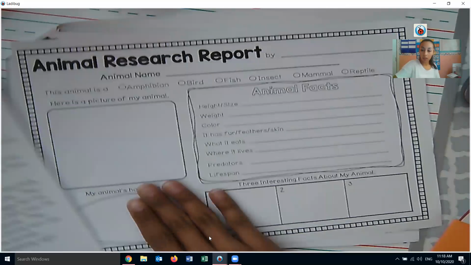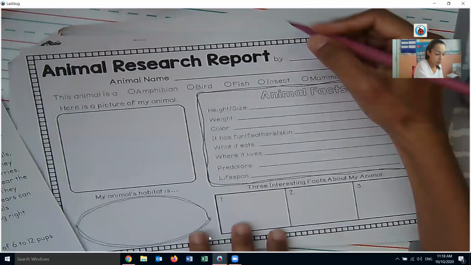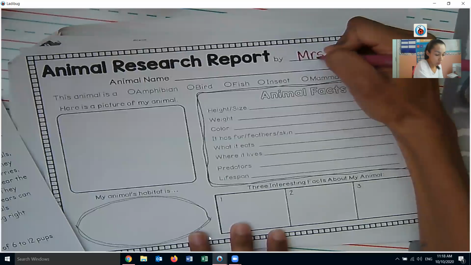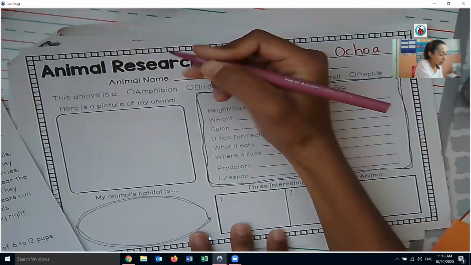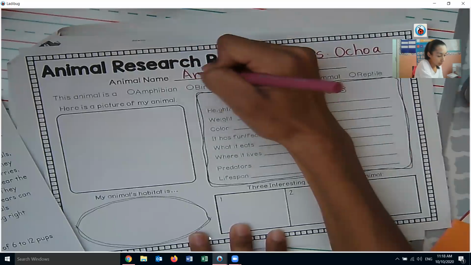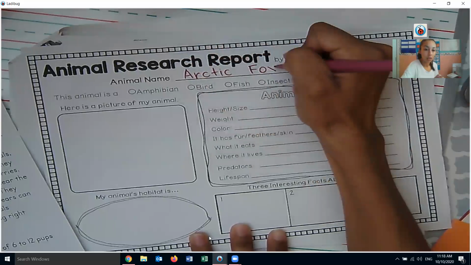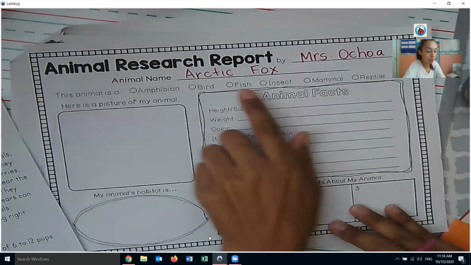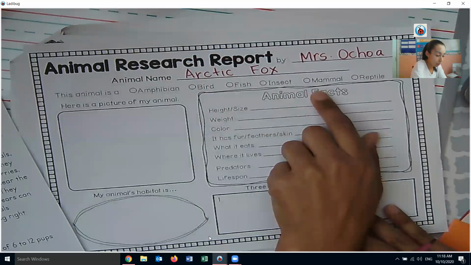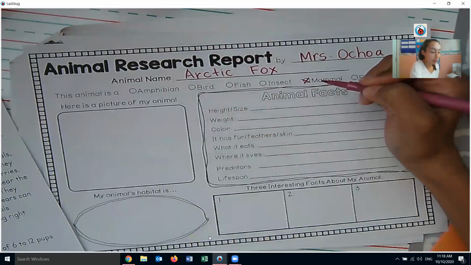For example, I'll do a few pieces here with mine. By is your name, by Mrs. Ochoa. You'll write your name. My animal name is Arctic fox. And you're going to bubble in: is your animal an amphibian, a bird, a fish, insect, mammal, or reptile? Most of them will be mammals, but it will tell you if it's different on your article.